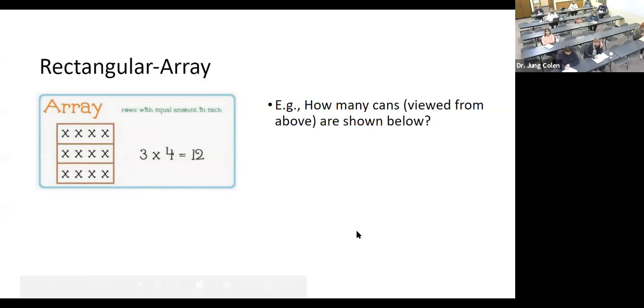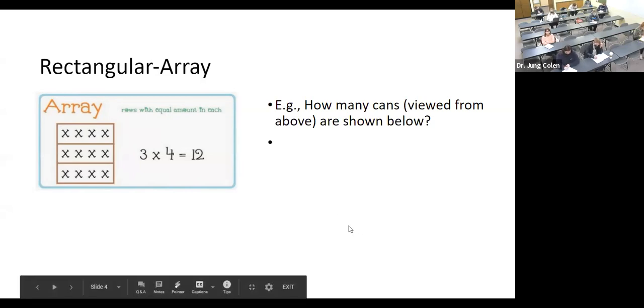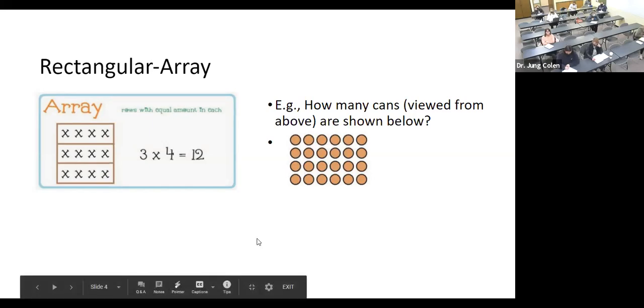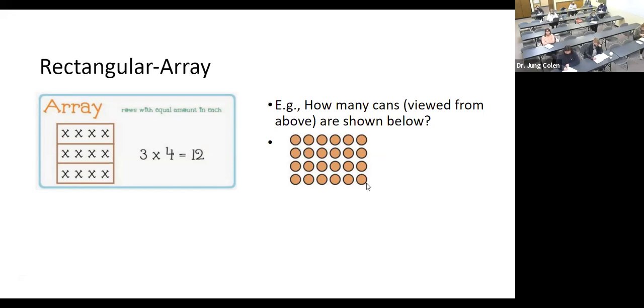Okay, so here's an example. How many cans viewed from above are shown below? Okay, so this is a bird's eye view from above. How many cans are there? How many cans are here? How did you find it so quickly? Count the number of cans on the top row and then on the side. And then you counted how many rows there are, right? So in each row, we have 6 cans and we have 4 rows.